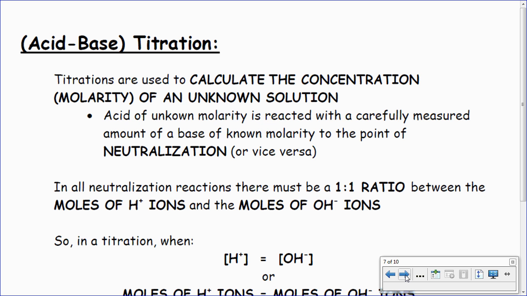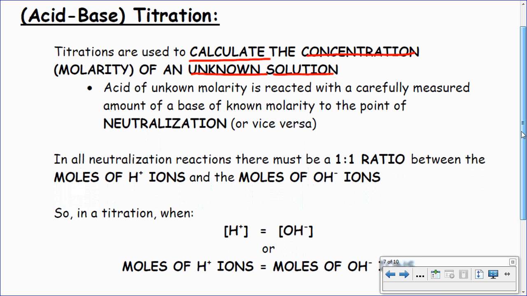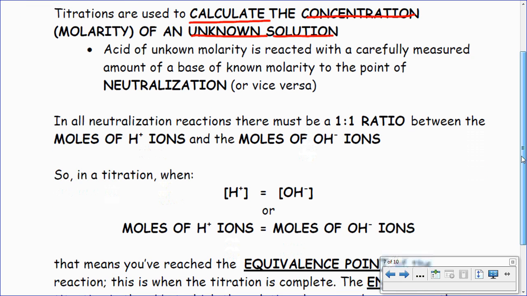Okay. There we are. So let's check out some titrations. Titration is the technique that we use in the laboratory to calculate the concentration, molarity, of an unknown solution of acid or base. So this is a titration. It's an actual laboratory procedure that you will be doing for this unit's lab. Acid of unknown quantity is reacted with a carefully measured amount of a base of known quantity to get the neutralization to occur. We only want to just barely neutralize these things so we can measure the concentrations.